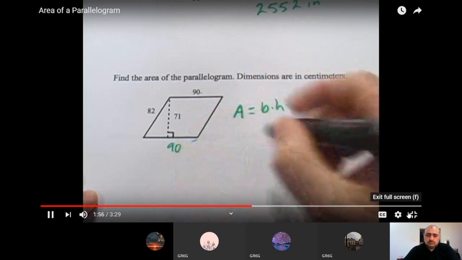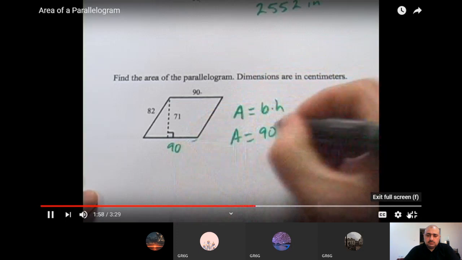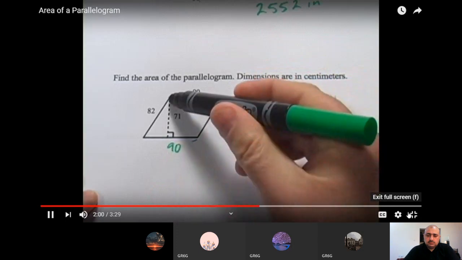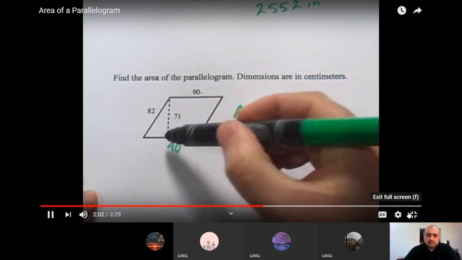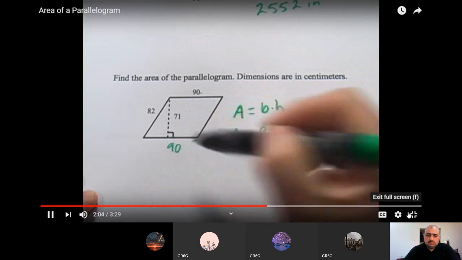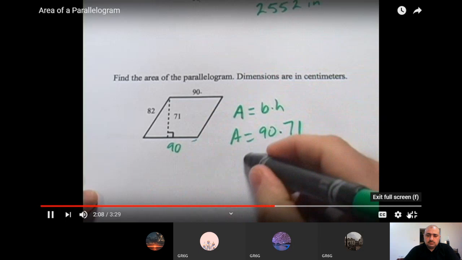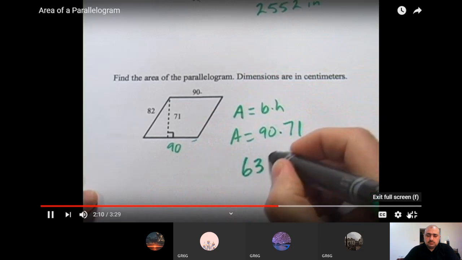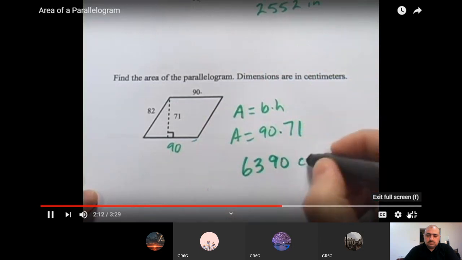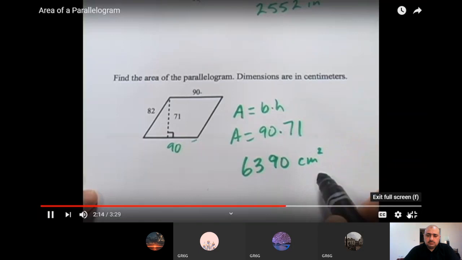So this is 90. So our base is 90, and our height is this dashed line dropped here from the corner down to the opposite side at a right angle, and that's 71. So 90 times 71, and that should be 6,390, and this was centimeters, so that'll be square centimeters when we get area.